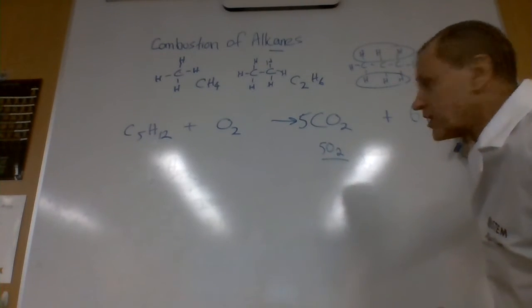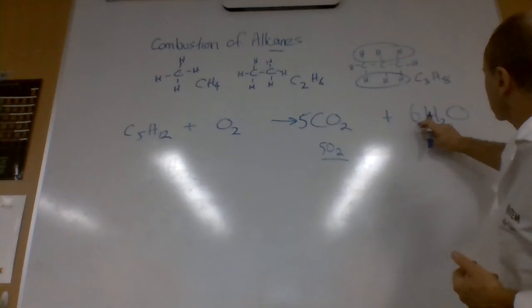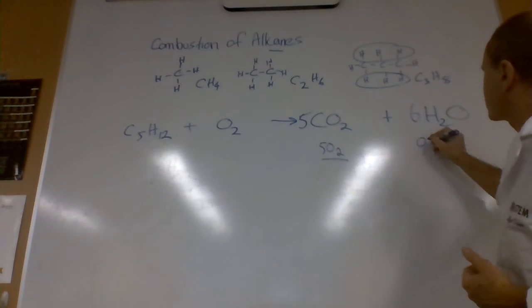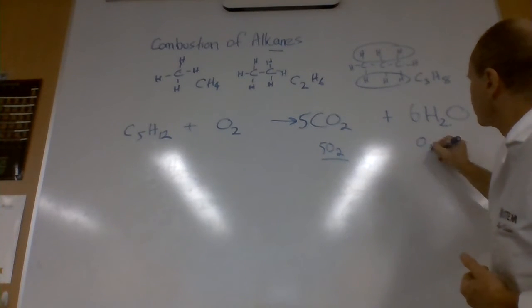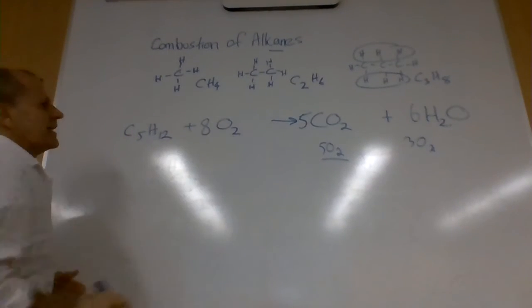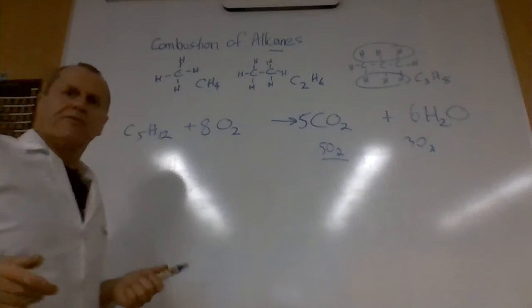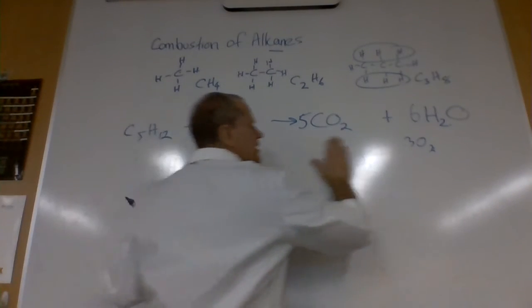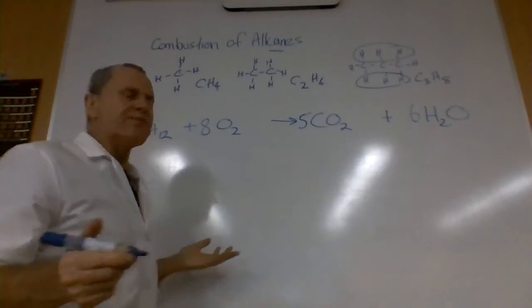Here in water, there's 6 O's, so that makes 3 O2s. So 5 plus 3 is 8. We've done it. We've balanced that rather difficult looking equation. Let's make it even harder.